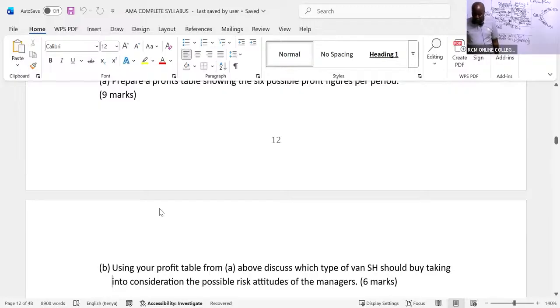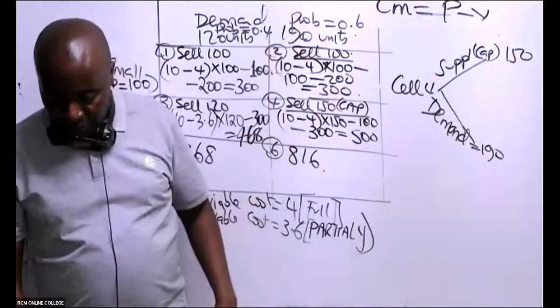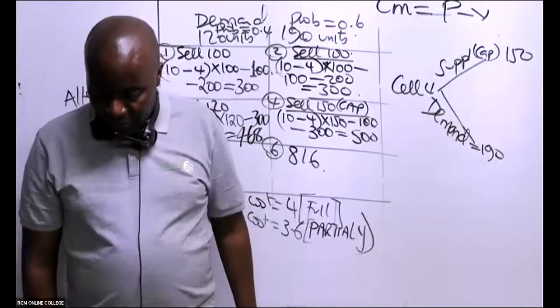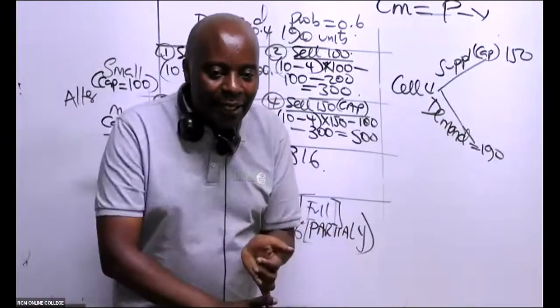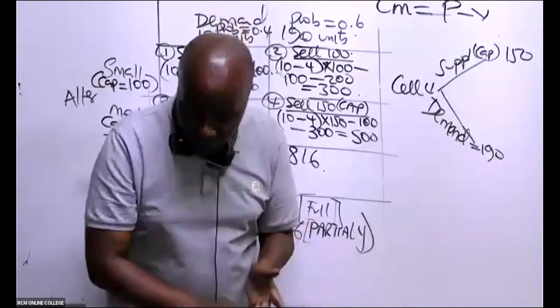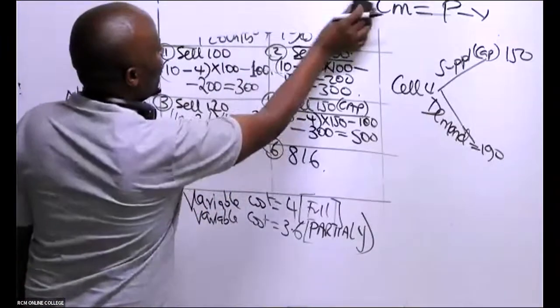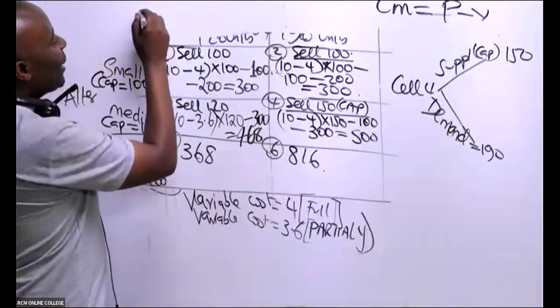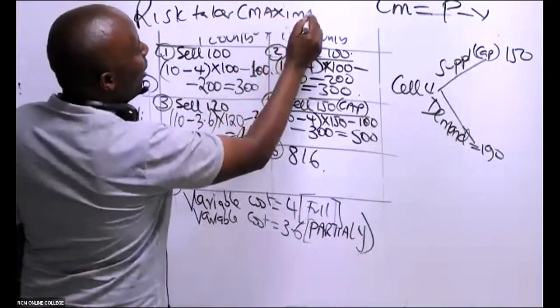So part B, using your profit table from above, discuss which type of van SH should buy, taking into consideration the possible risk attitudes of managers. We have 3 types of risk attitudes. Do you know them? So we have risk takers, risk averse, and risk neutral. Risk takers, we shall advise using which approach? Maxi, isn't it?